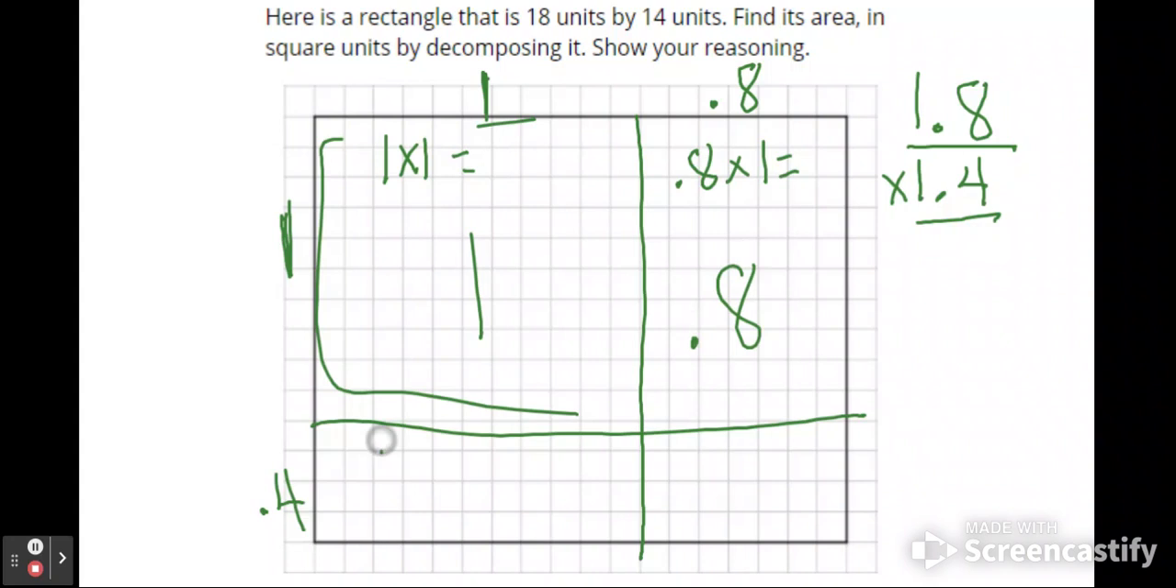Third rectangle, I have a base of 1. I now have a height of 4 tenths. 1 times 4/10 is 4/10.